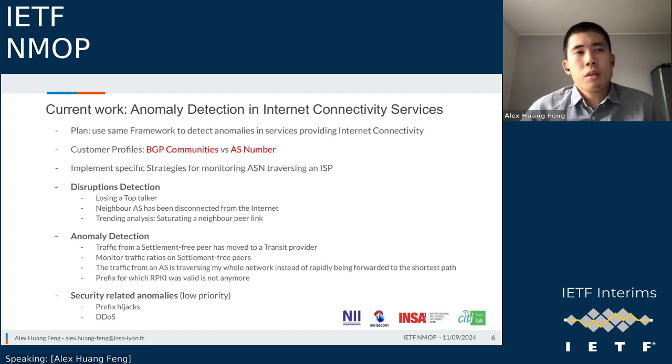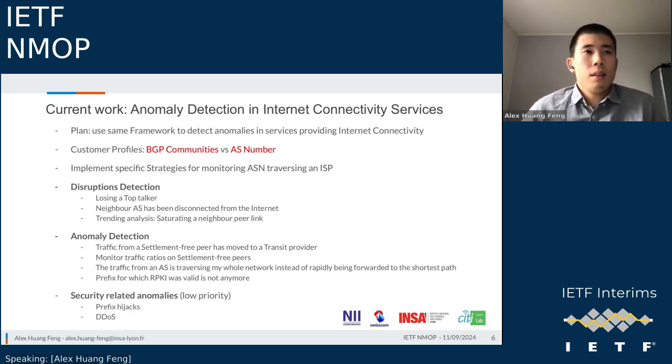We have a few categories which we are focusing on right now. First, disruptions. These are events that break the connectivity services, such as losing a top talker from the internet, a neighbor peer that has been disconnected from the internet, or even performing trending analysis, always saturating a link with a neighbor peer.